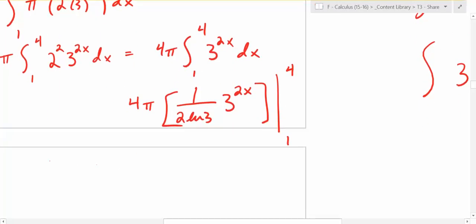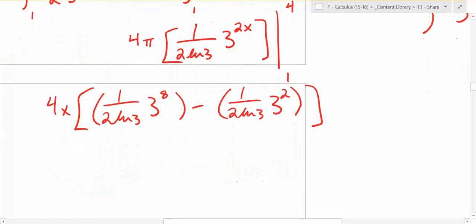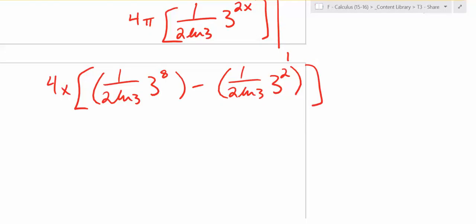Let's keep going here. We have 4 pi times, plug in 4, what do you get? 1 over 2 ln 3, 3 to the what power? 8, minus 1 over 2 ln 3 times 3 to the 2. What could I factor out of both things there? 4 pi. Thank you, Nick. I'm not putting an x back in. We wanted to get rid of the x, right? My fault. What can we factor out of both of these terms? 1 over 2 ln 3. Yeah, exactly.